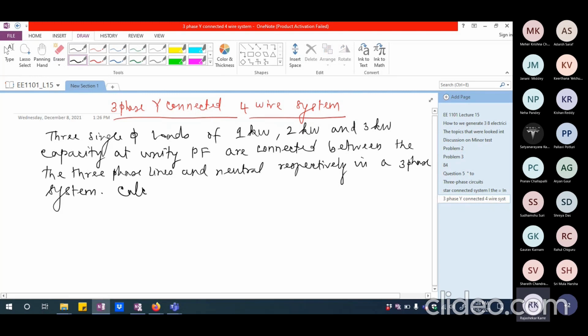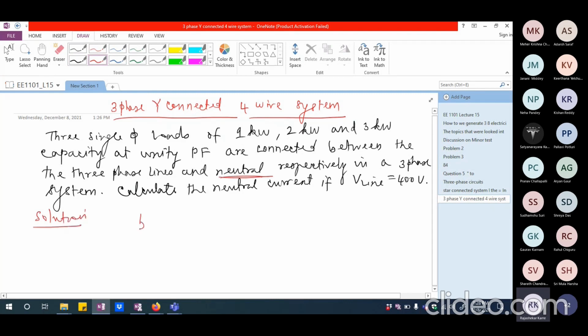Calculate the neutral current if V line equal to 400 volts. So V line is 400 volts. That's what is given. And it is a star connected system. Obviously if it is connected between neutral, that means it should be a star connected system. It cannot be anything else. It cannot be delta.